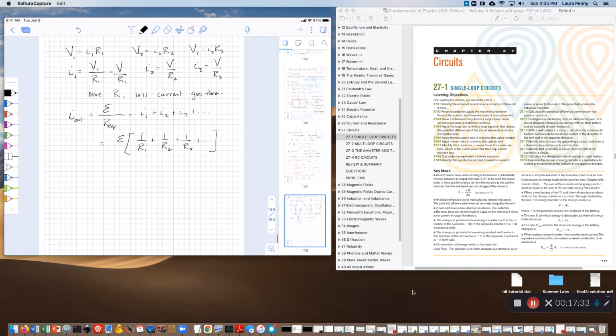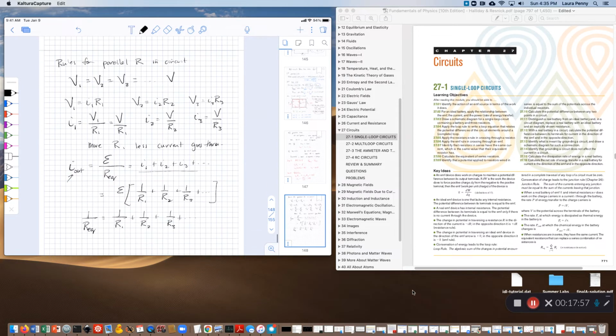And so our equivalent resistance in a parallel circuit is very similar to the sum of how we get the equivalent capacitor in a series circuit. You do this inverse sum. And the total amount of current that comes out of your EMF is the sum of all the currents in the branches.